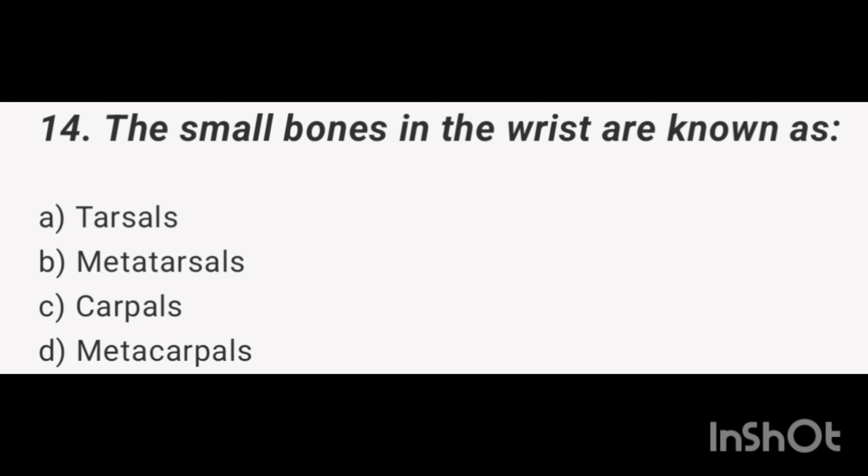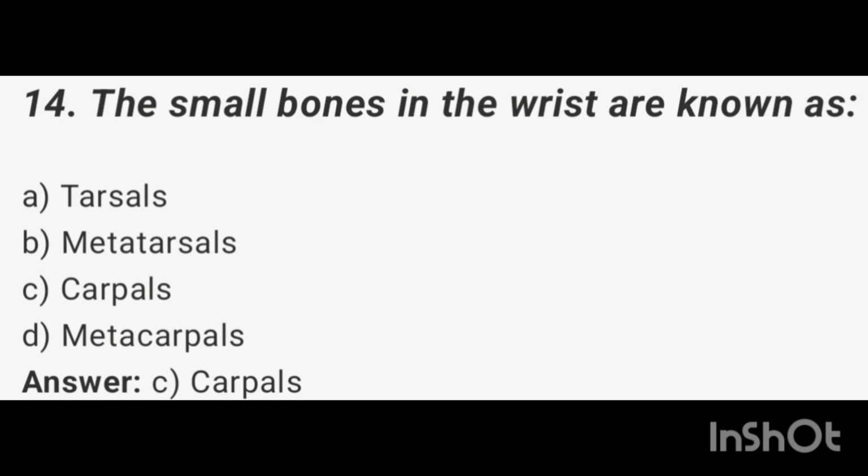So the next question is, the small bones in the wrist are known as. Small bones wrist lo unde vaatini emantaru ani adugutunnaru. This is also a direct question. So the options they have given are tarsals, metatarsals, carpals, metacarpals. Okay, tarsals and metatarsals we will see in the ankle bones. Okay, and carpals are the wrist bones, metacarpals are the bones of the hand. So the answer is C, carpals.